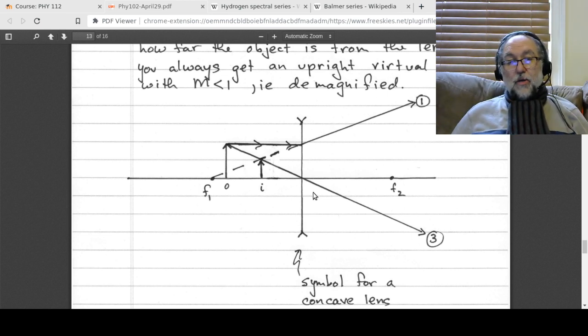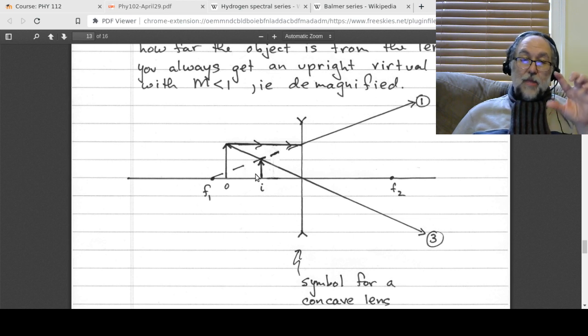Ray 3 appears to be coming from along this line. Ray 1 appears to be coming from, follow the dashed line here, where do the two rays meet? Right there, okay? And so the image is formed right there. So here's the object, and there's the image. Again, it's a virtual image, and it's upright. In this case, the image is made smaller than the object. This is a demagnifying glass.